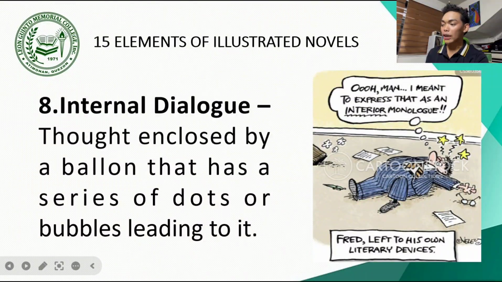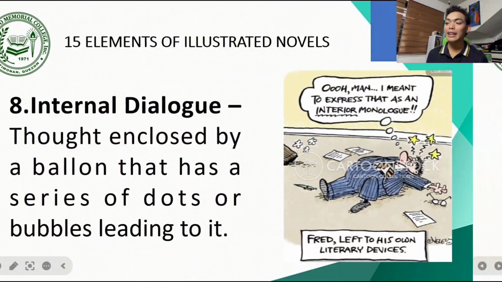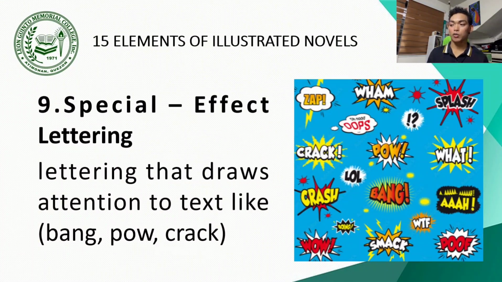Next to the internal dialogue, we have the ninth element, which is the special effects lettering. This is lettering that draws attention to text like boom, bang, pow, crack. Here are the examples. It is the onomatopoeia that shows some sound effects, because when you read this, you can hear it, like bang, wham, pow, right?